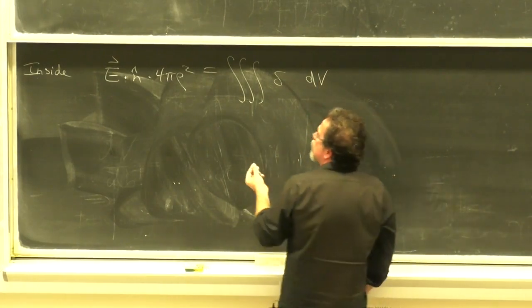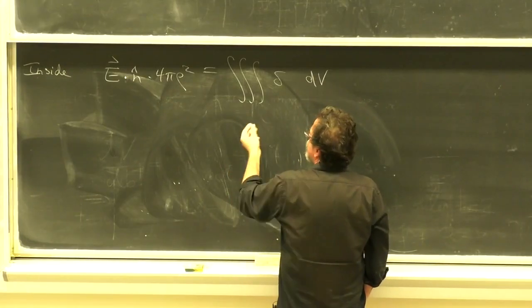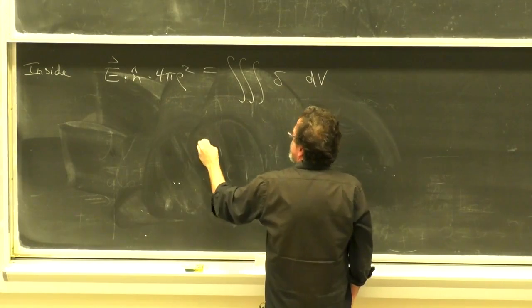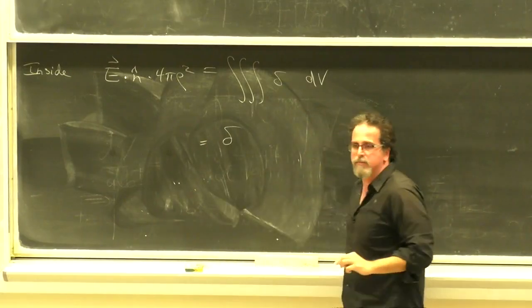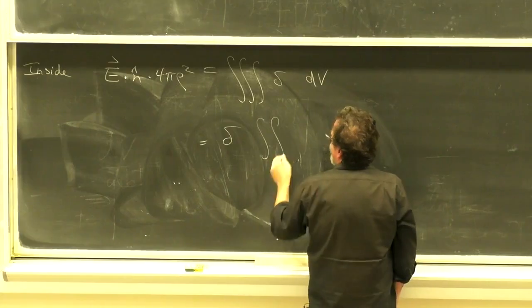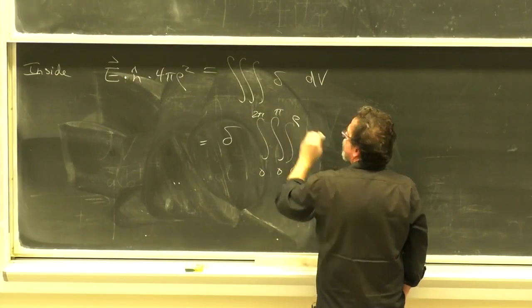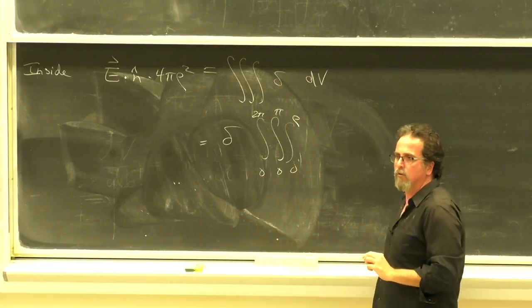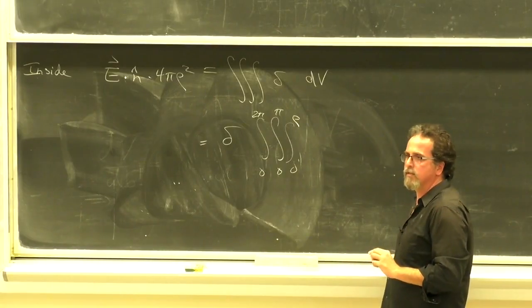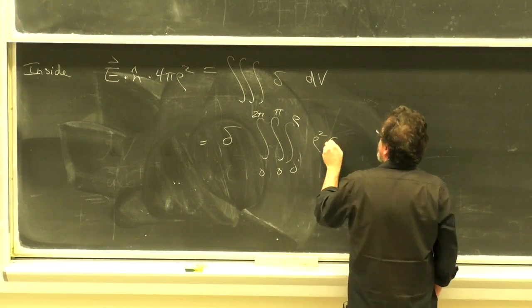Well, here you got to use spherical coordinates. The delta comes out, the density comes out. And if you recall spherical coordinates, this is going to be the integral from 0 to 2 pi, the integral from 0 to pi, the integral from 0 to rho of rho squared d rho.